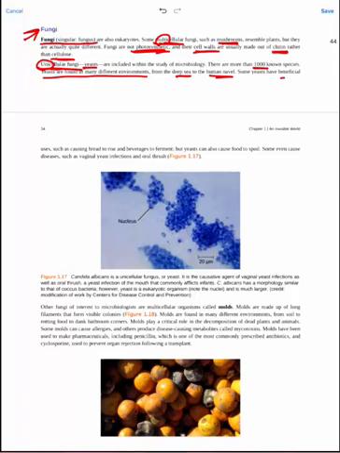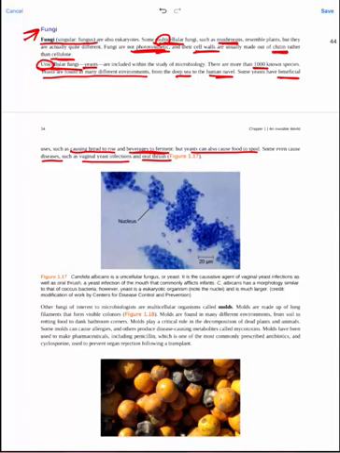Some yeasts have beneficial uses, such as causing bread to rise. We've already talked about how beneficial that is for humans to be able to make bread. We allow the yeast to sit in there and ferment, and then it rises, or we use it to ferment and make beverages. But yeast can also cause food to spoil. Some even cause diseases such as vaginal yeast infections or oral thrush. So we have all ends of the spectrum there.